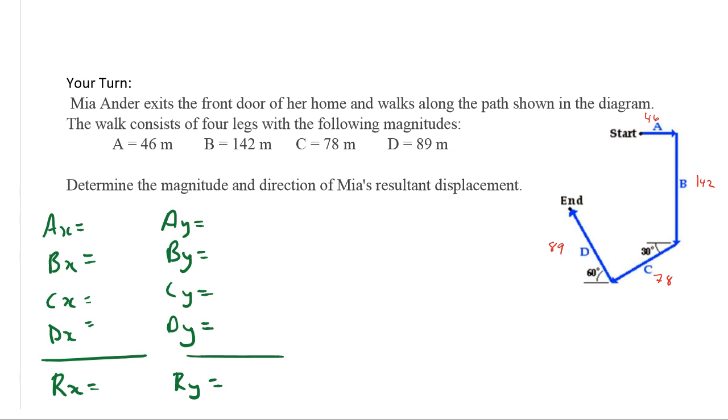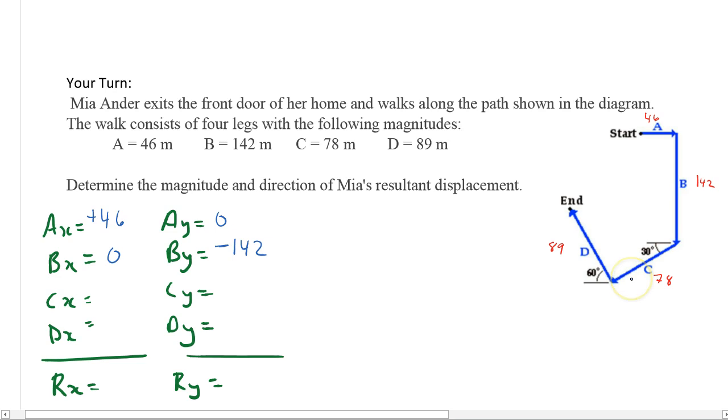Okay, so looking at A, it is only going straight to the right. That is a positive X direction. So that one is fairly straightforward in that right away I can say that is going to be positive 46 in the X direction and 0 in the Y direction. Just by looking at that, I can see. B is going straight south, so it's going to be a negative y value. So I'm going to get a by of minus 142 and an x of 0 because it's not going in the x direction at all.